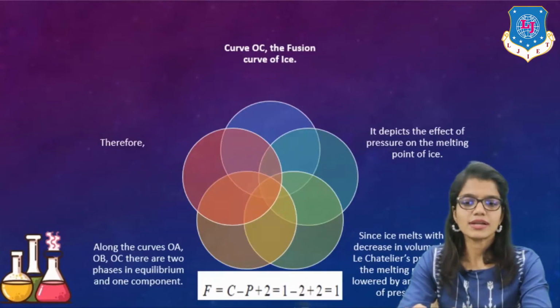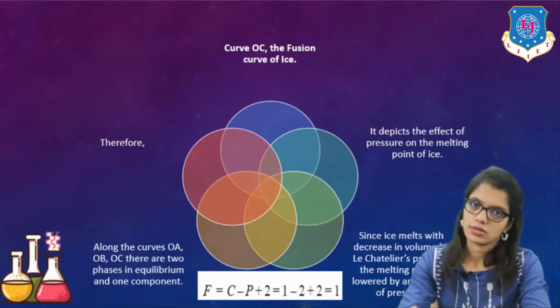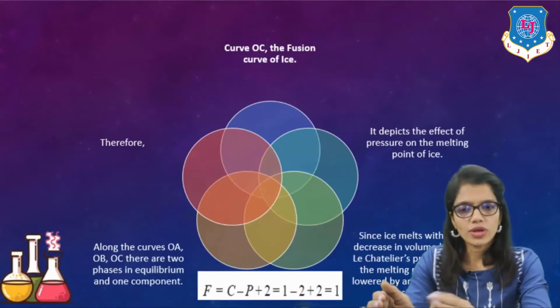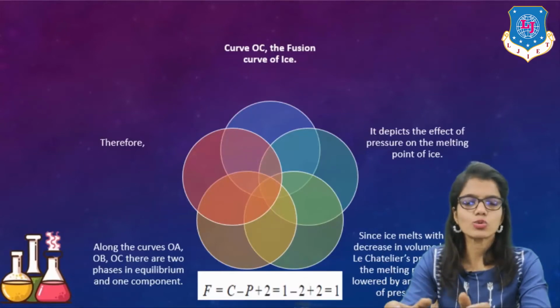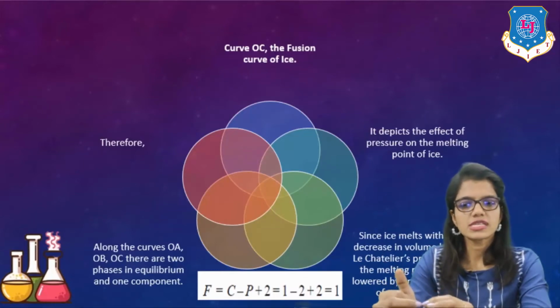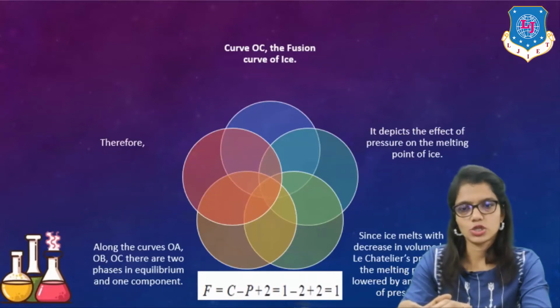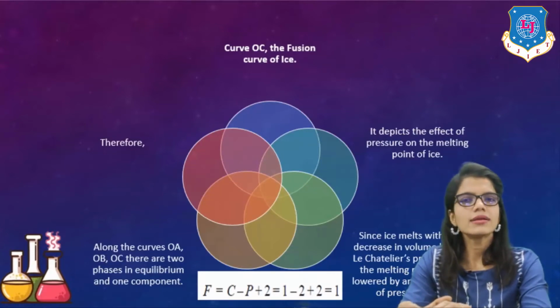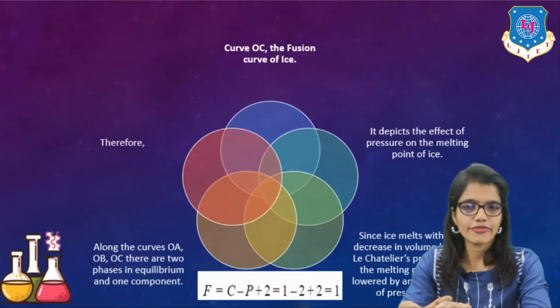Since ice melts with a decrease in volume, by Le Chatelier's principle, the melting point is lowered by an increase of pressure. So along the curves OA, OB and OC, there are two phases in equilibrium with each other. For example, here we have taken OC, right? For OC, we know that two different phases are in contact or in equilibrium with each other. So we can write the degrees of freedom as capital F is equal to C minus P plus 2.